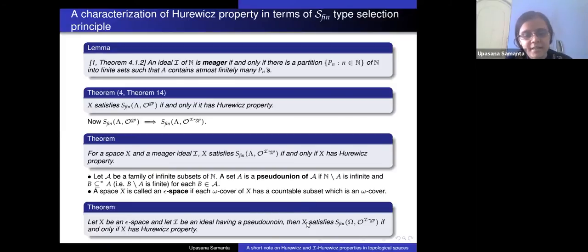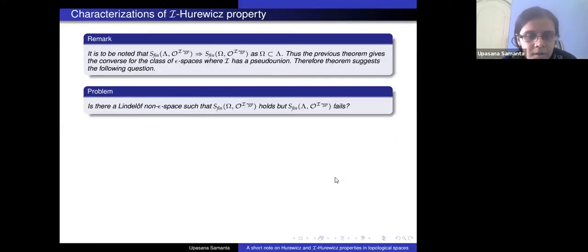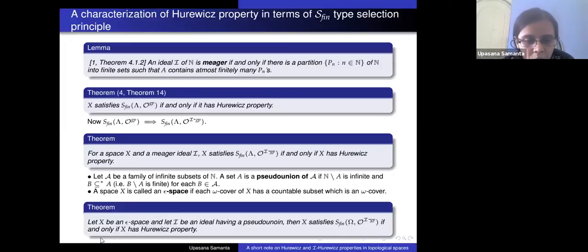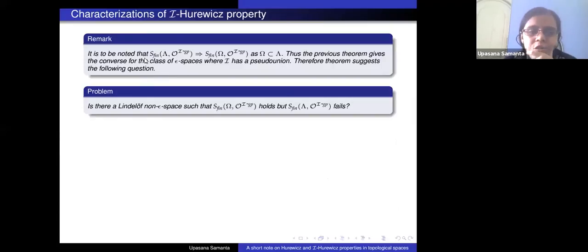Here also we characterize the Hurewicz property of a space with the help of this selection principle and taking I with the property called pseudo-union, which is defined here. Okay. Now, what is the significance of this theorem? It is to be noted that this selection implies this one. Why? Because this set is a subset of this set. Thus, the previous theorem gives the converse.